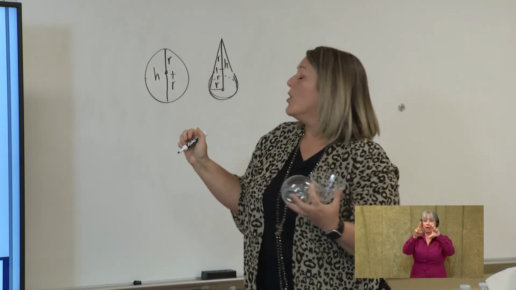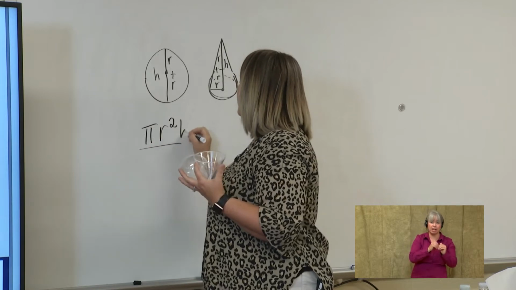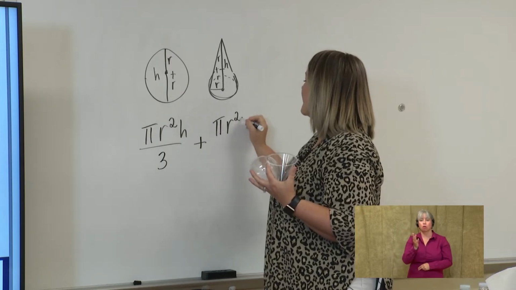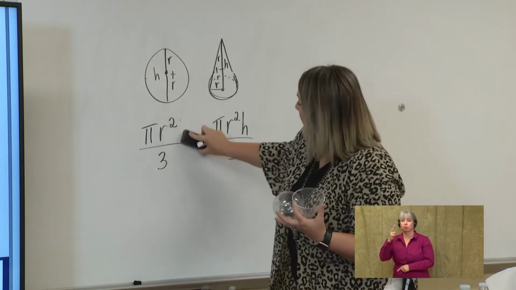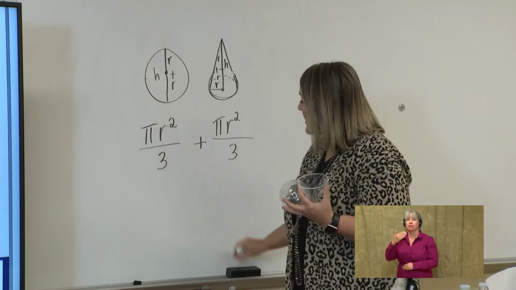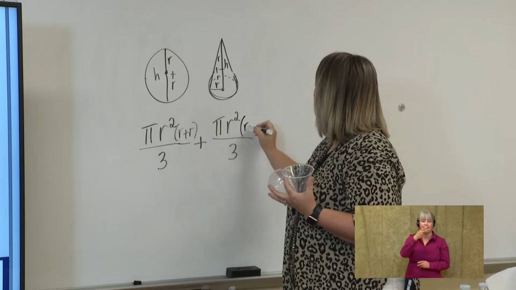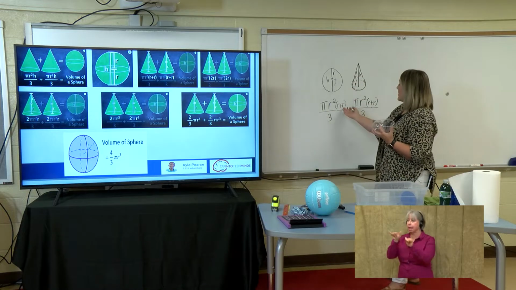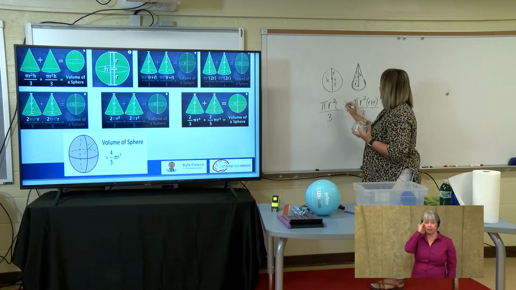So I can say that the height is the radius plus the radius. Well, when I do this, I have pi r squared times the height over 3 plus pi r squared times the height over 3. What I'm actually doing is I'm taking away the height and renaming it r plus r. All right, and that is shown in the example there, r plus r.